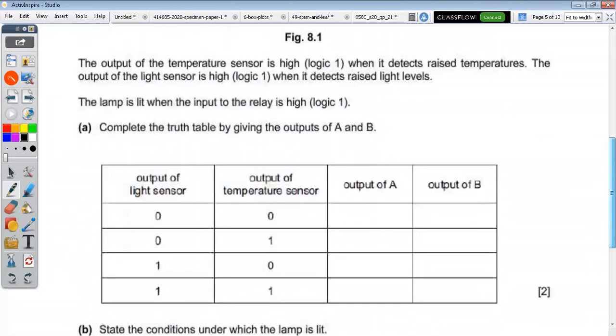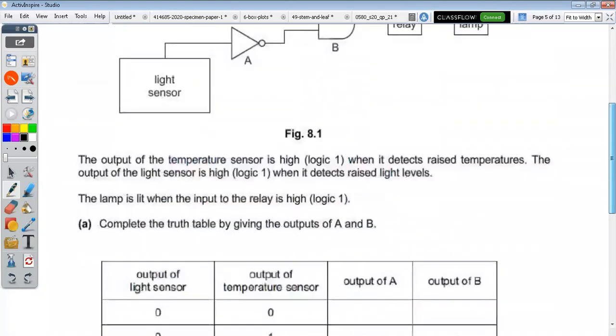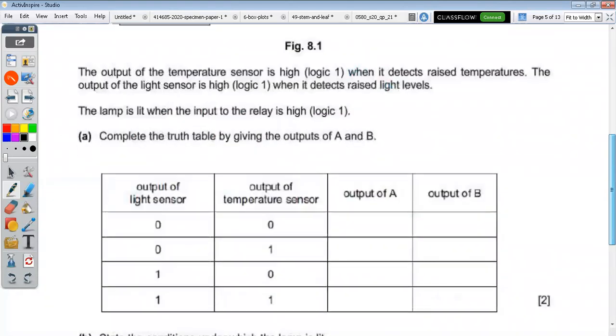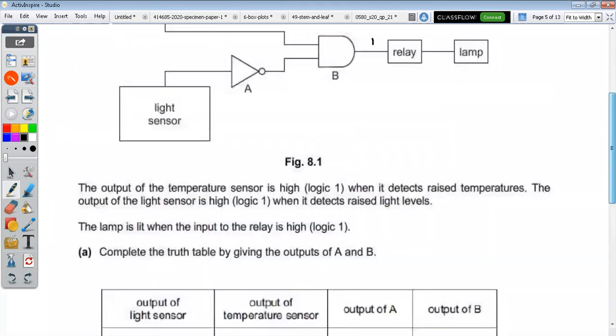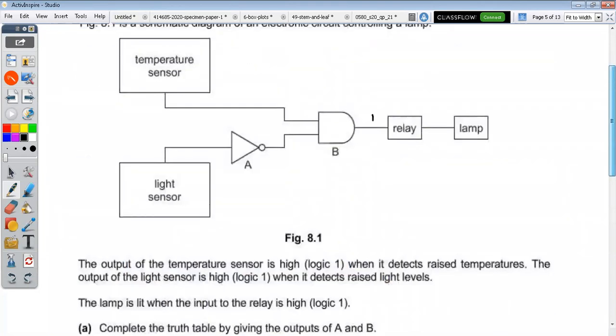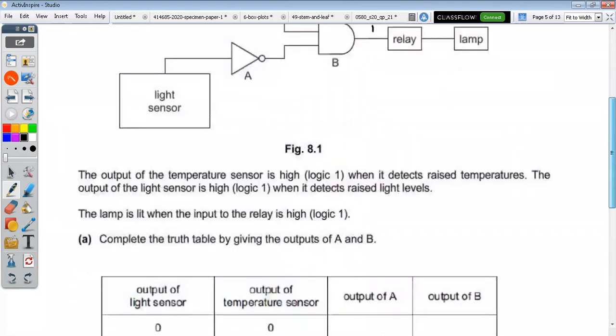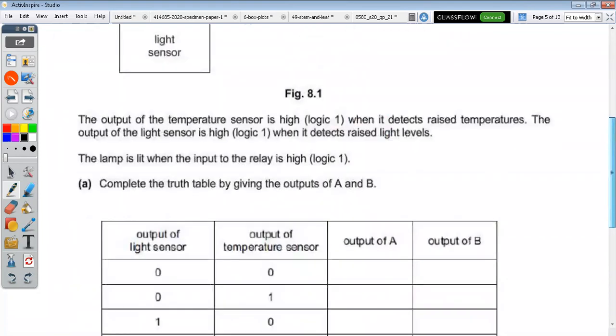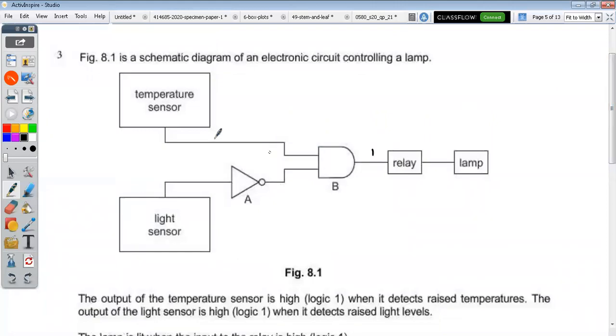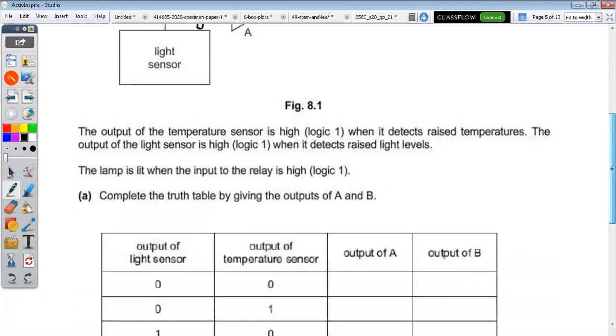Now, let's do this slowly. Let's do zero, zero. So this is the output of the light sensor, zero, and the output of the temperature sensor, zero. They're saying zero here, zero here. But now remember, this is a NOT gate. So this will be one. Can you see that? And we know that zero and one will give us zero.